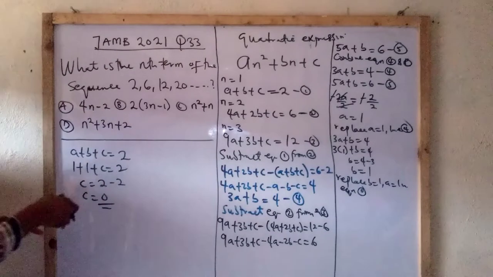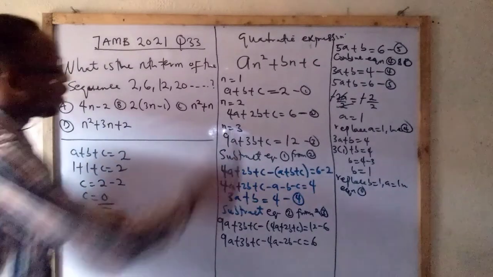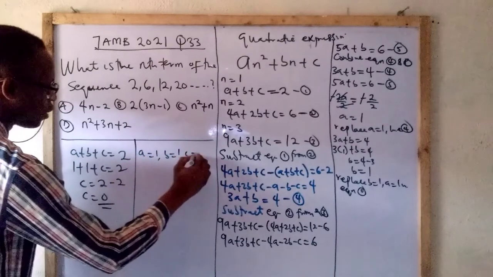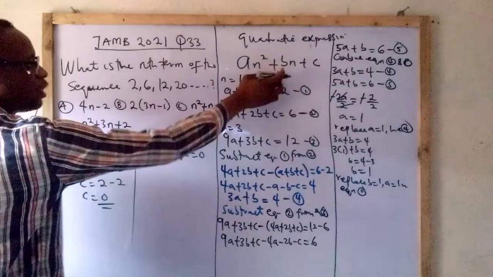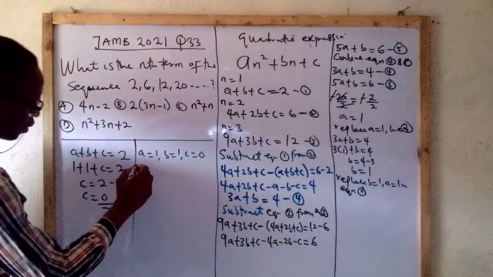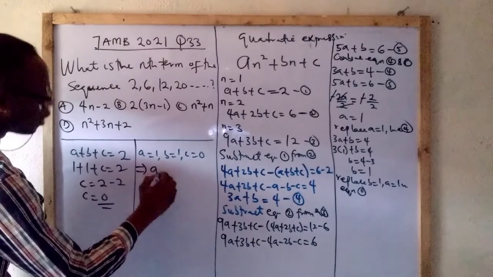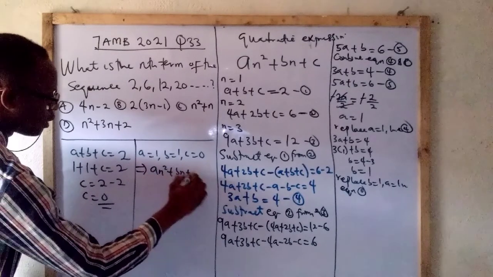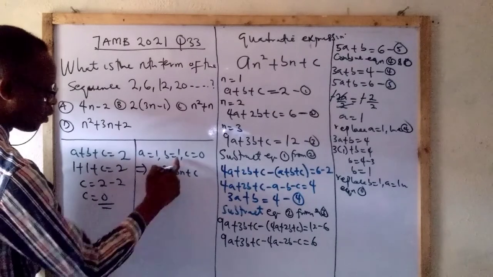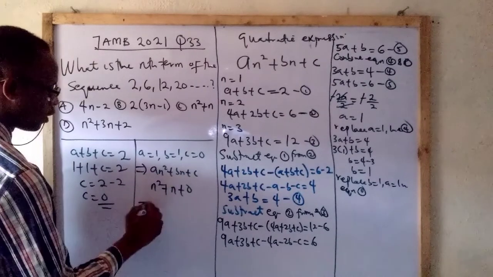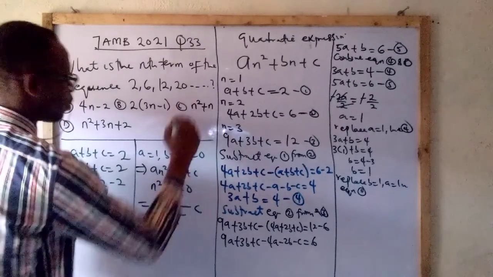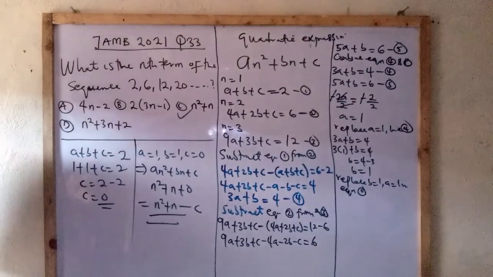0. So if c equals 0, let me put it out there, a equals 1, b equals 1, c equals 0. So if I place these three values into this particular expression here, I'm going to have my expression become an squared plus bn plus c. So when a is equal to 1, I'm going to have n squared here, plus when b equals 1, plus n, then plus 0. So everything gives me n squared plus what? n, which is my expression, which is option C, the nth term of that sequence.